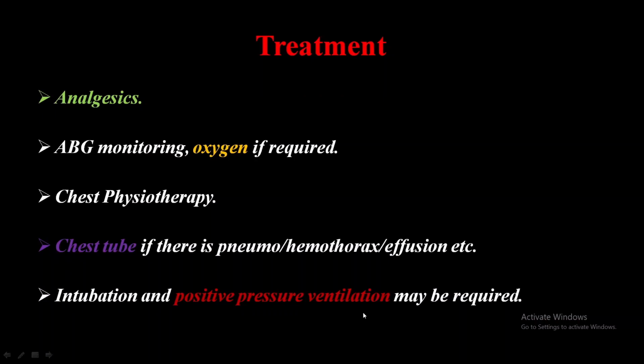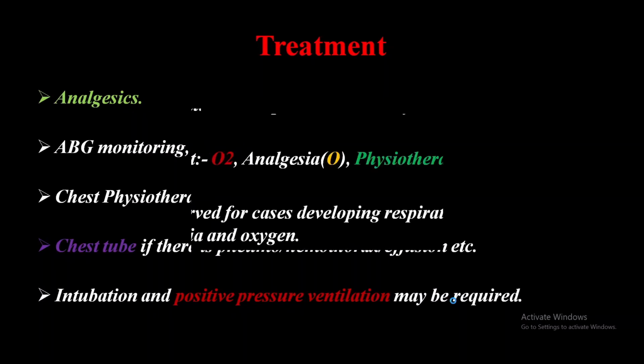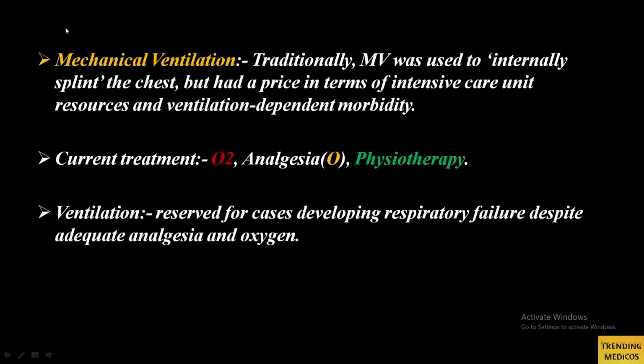Intubation and positive pressure ventilation may be required depending on the patient's condition. Traditionally, mechanical ventilation was used to internally splint the chest, but it had a price in terms of intensive care unit stay, because obviously the patient should be monitored in the ICU, and ventilator dependent morbidity was also there. So the current treatment is oxygen, opioids and physiotherapy.